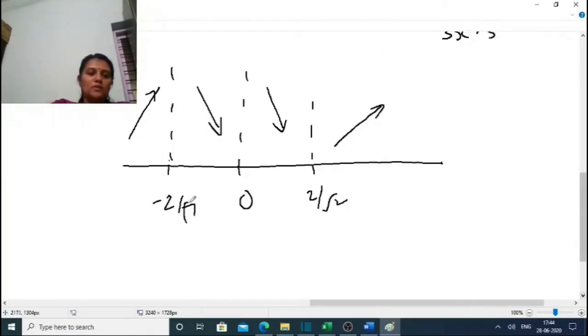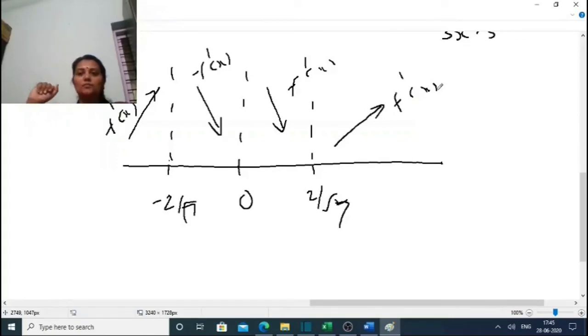We can plot the points like that. Minus 2 by root 7, 2 by root 7, 0, the 3 points. Here h dash x is greater than 0, here h dash x is negative, here also h dash x is negative, and here h dash x is greater than 0.